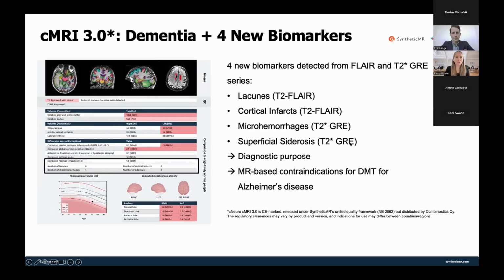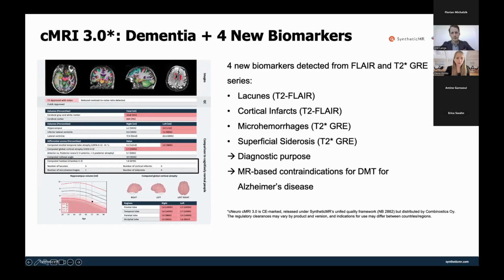And then now our most recent addition, SyMRI 3.0, including those 4 new biomarkers. So this is how it looks like: lacunes, cortical infarcts, microhemorrhages, and superficial siderosis that we have now added to the dementia report, really serving for additional diagnostic purposes, but also for the monitoring of MR-based contraindications for the new therapies.